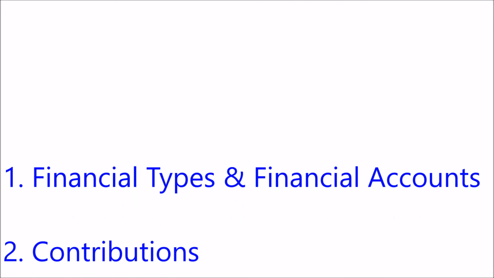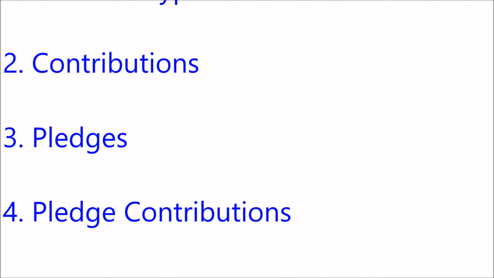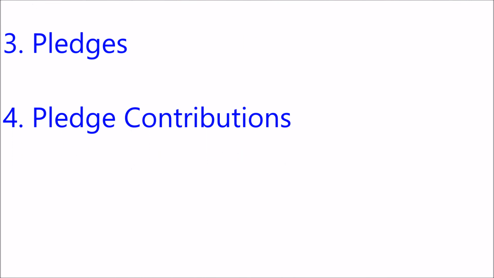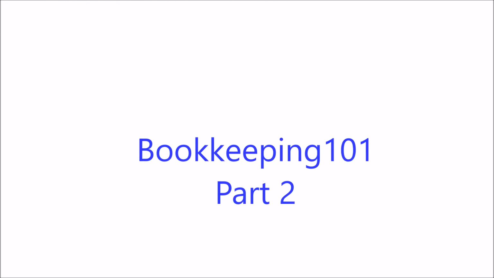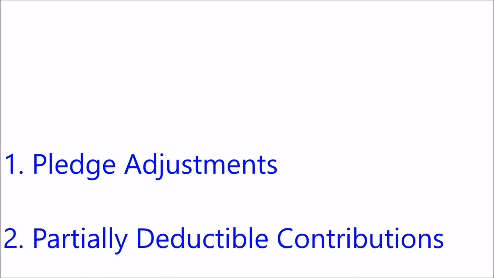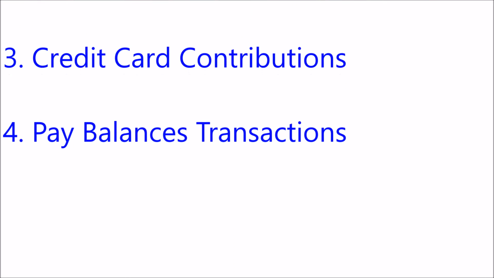This brings us to the end of Bookkeeping 101 Part 1. We covered financial types and financial accounts, contributions, pledges, and pledge contributions. In Bookkeeping 101 Part 2, we will cover pledge adjustments, partially deductible contributions, credit card contributions, and pay balances transactions.